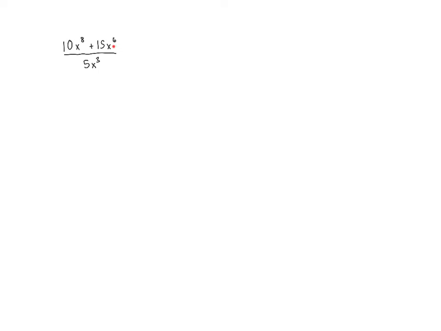Now, when we have a polynomial divided by a monomial, it actually works out very nicely. We can take each term of the polynomial and divide it individually by the monomial. So we can actually split this up into multiple fractions, and then we can simplify each one on its own.